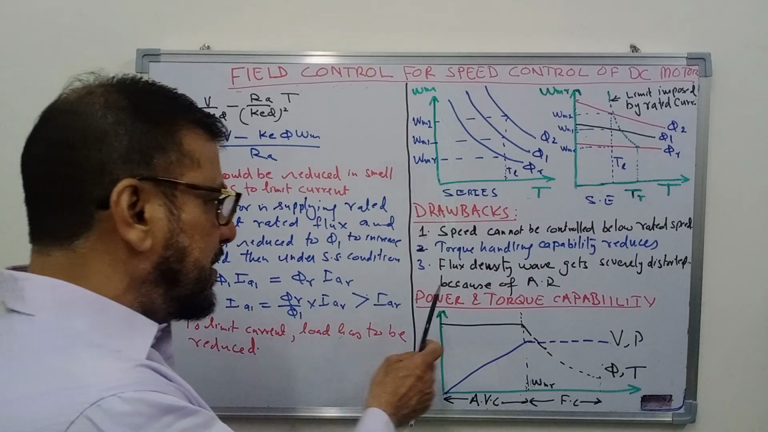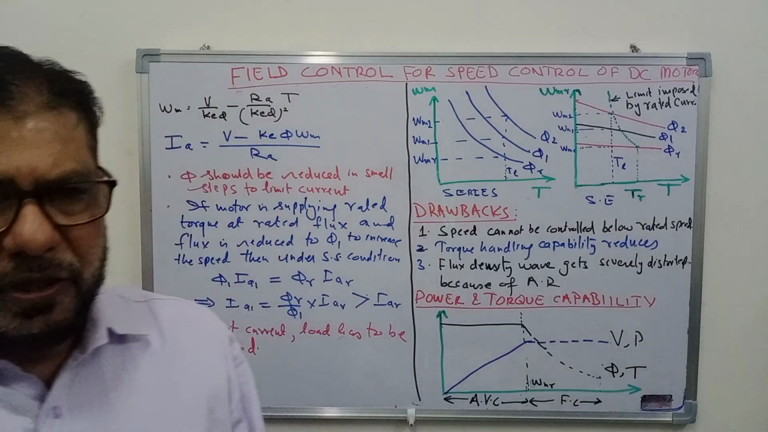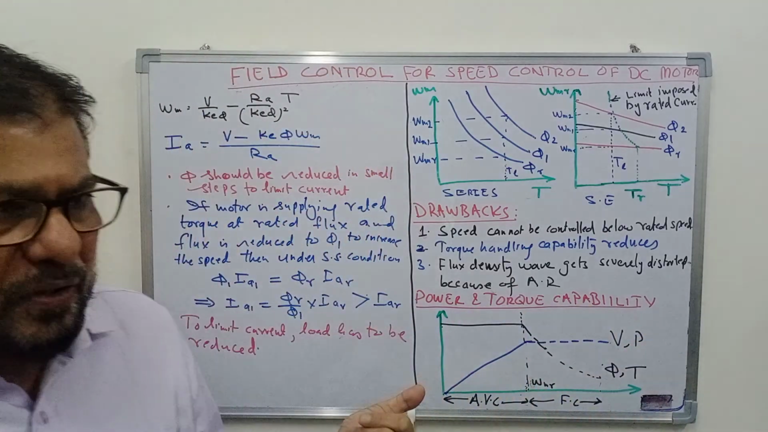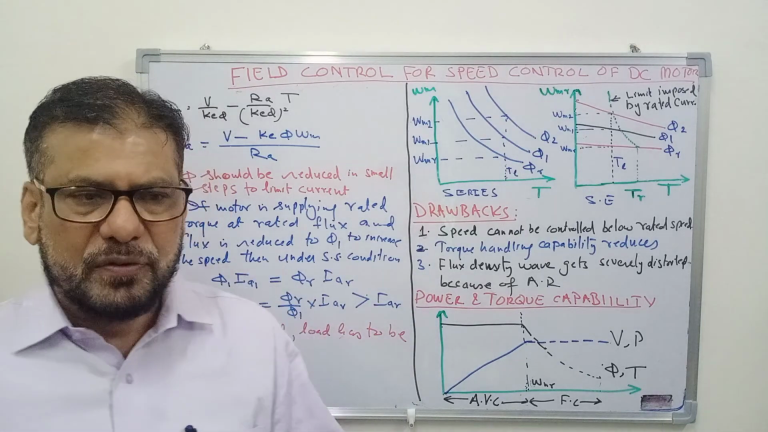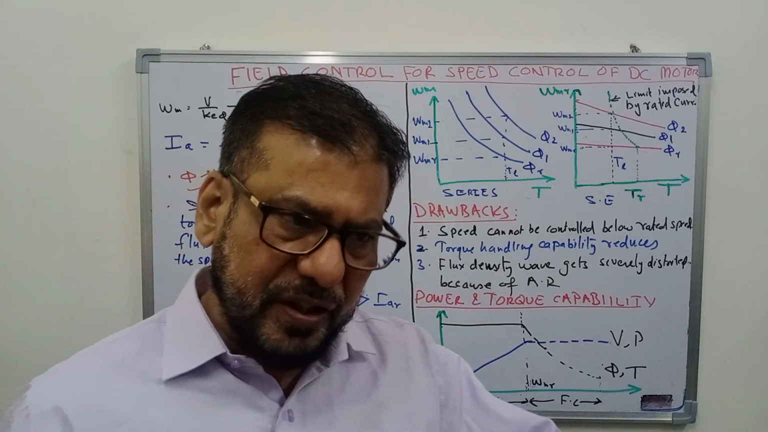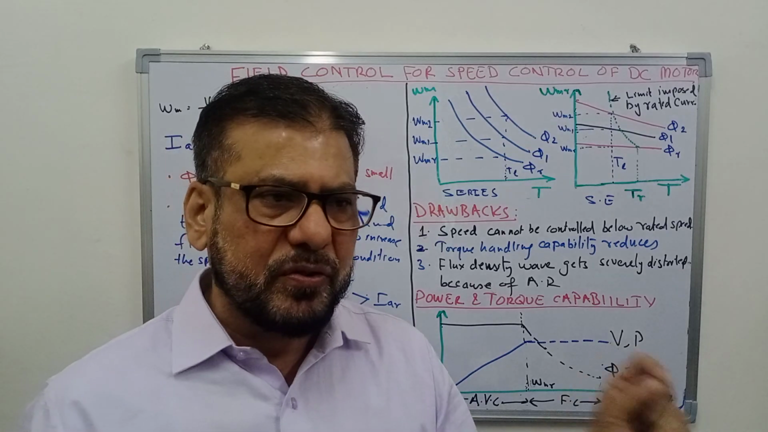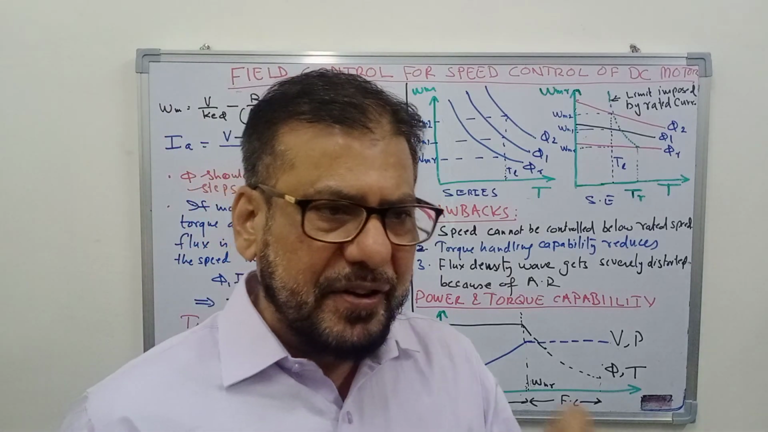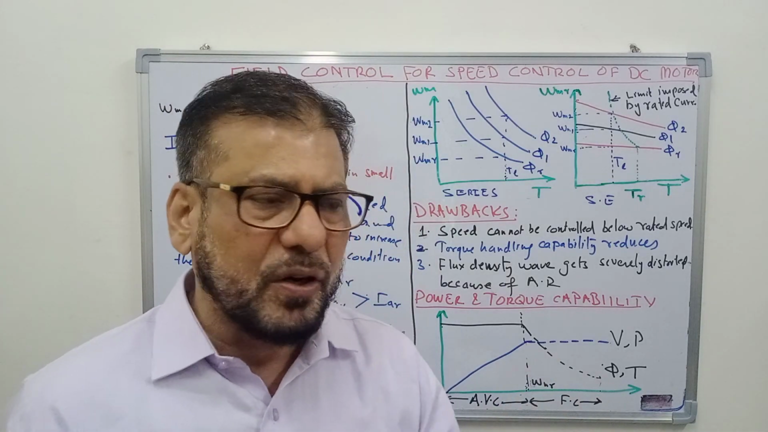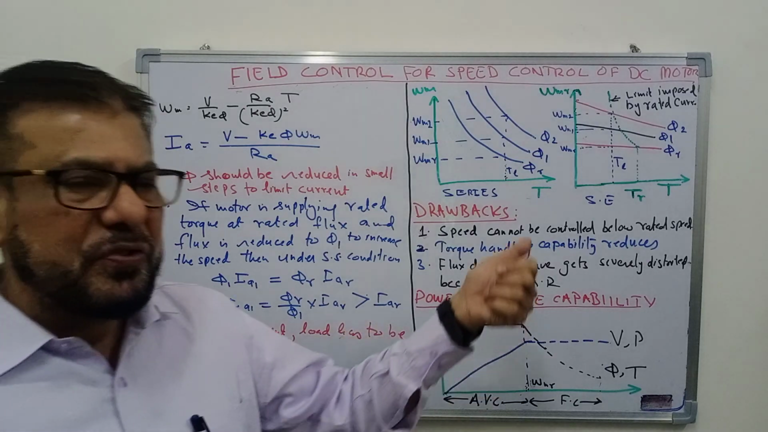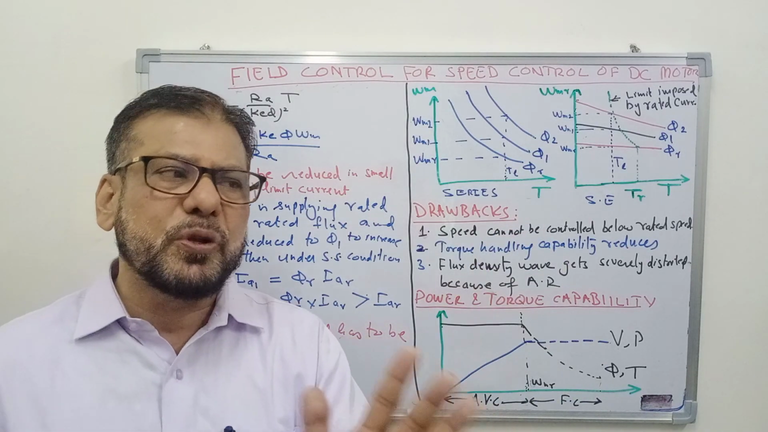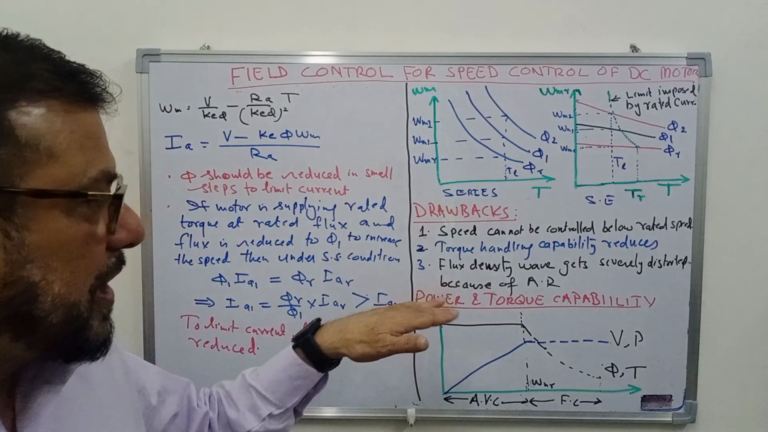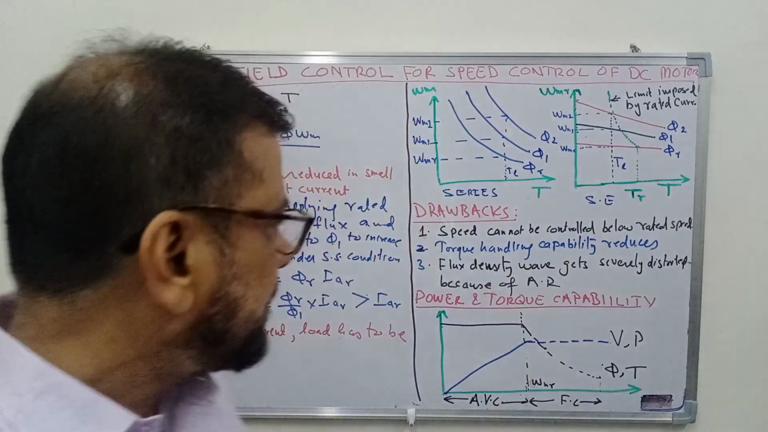Second, as I discussed here, the torque handling capability of the motor reduces. Unlike the armature voltage control, there the torque handling capability remained constant. At whatever speed, the motor can still provide the same torque, because torque is given by phi into Ia. We are not changing phi. So at rated current, the motor will still supply the rated torque. But here in this case, as we are reducing the flux and current cannot go beyond rated current, the torque produced by the motor will reduce. So the torque handling capability of the motor will reduce in this case.